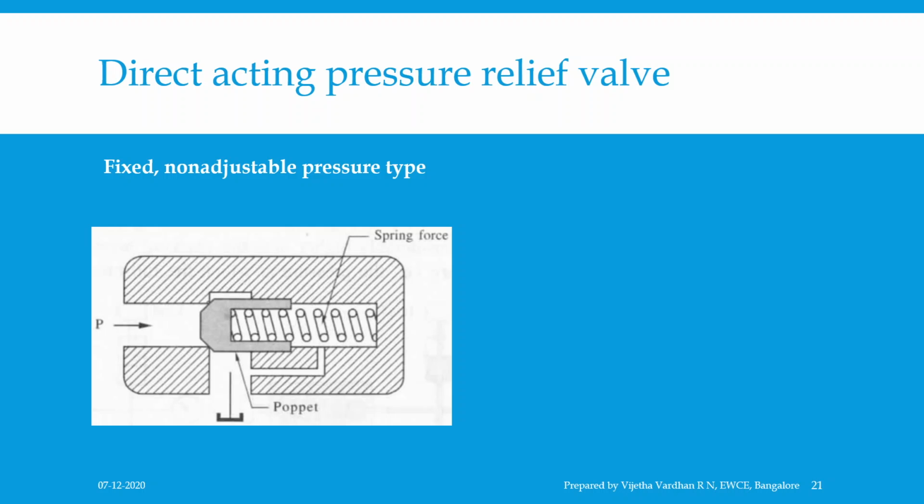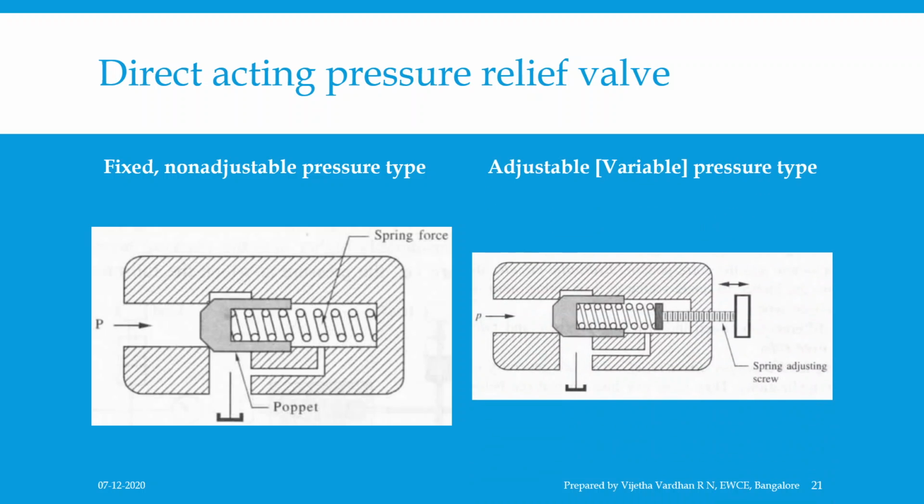In case of a fixed, non-adjustable type pressure relief valve, the preset pressure is fixed, which you can see in the figure. A fixed preset pressure relief valve does not have a preset adjustable screw and is completely controlled by a single spring. Then coming to adjustable, which is called a variable type.